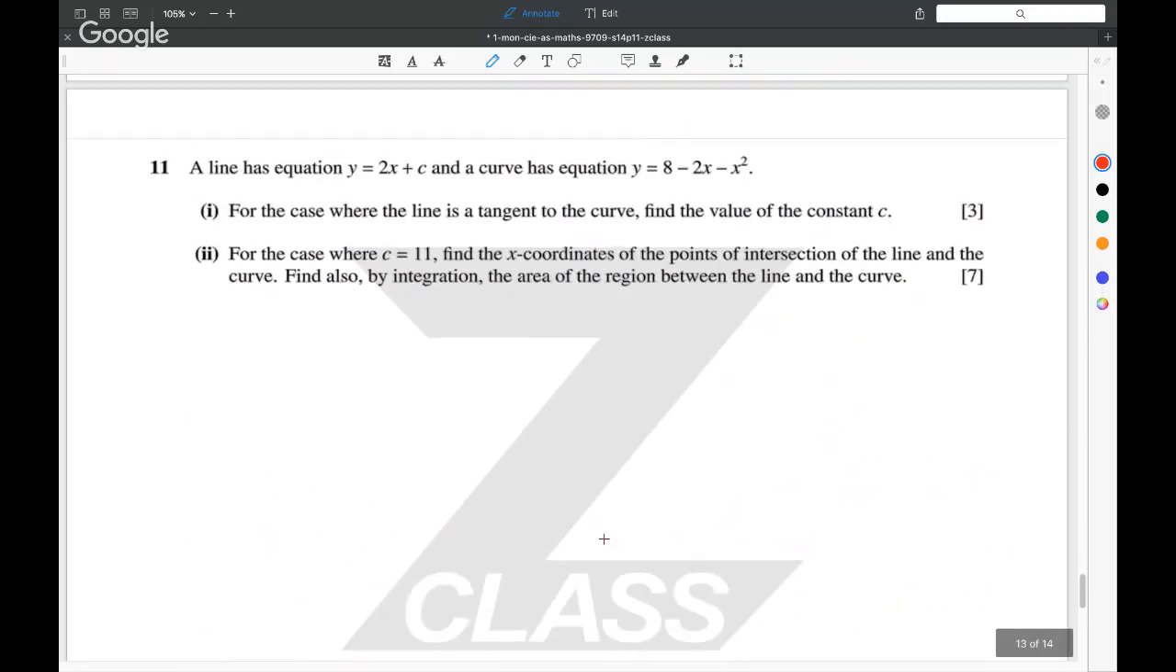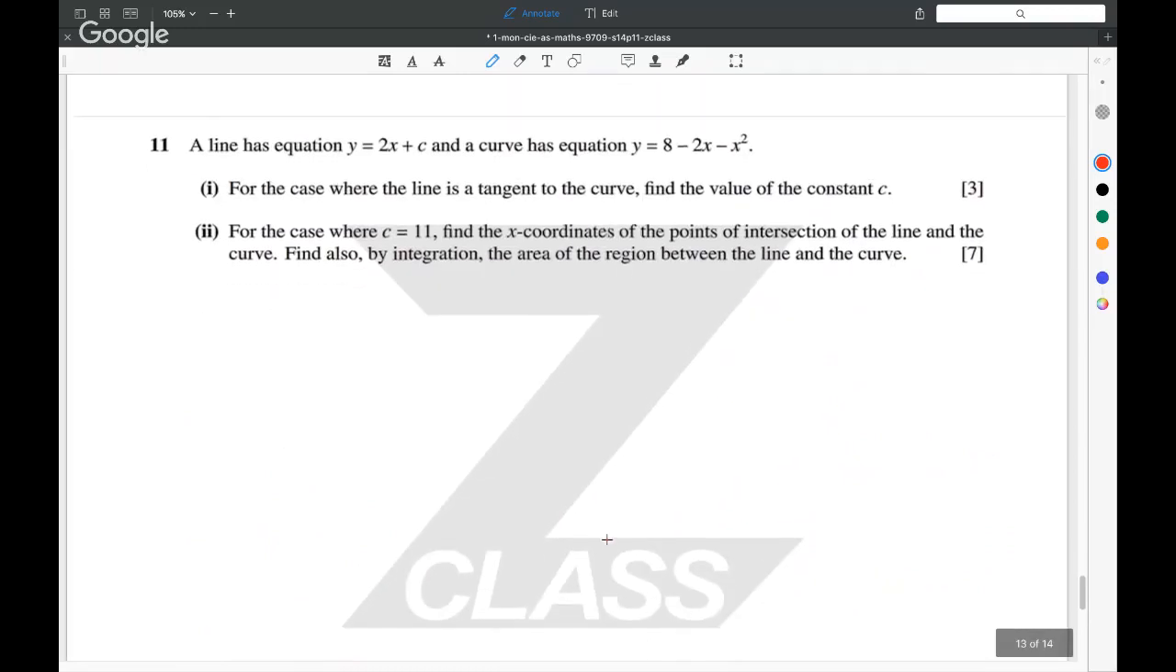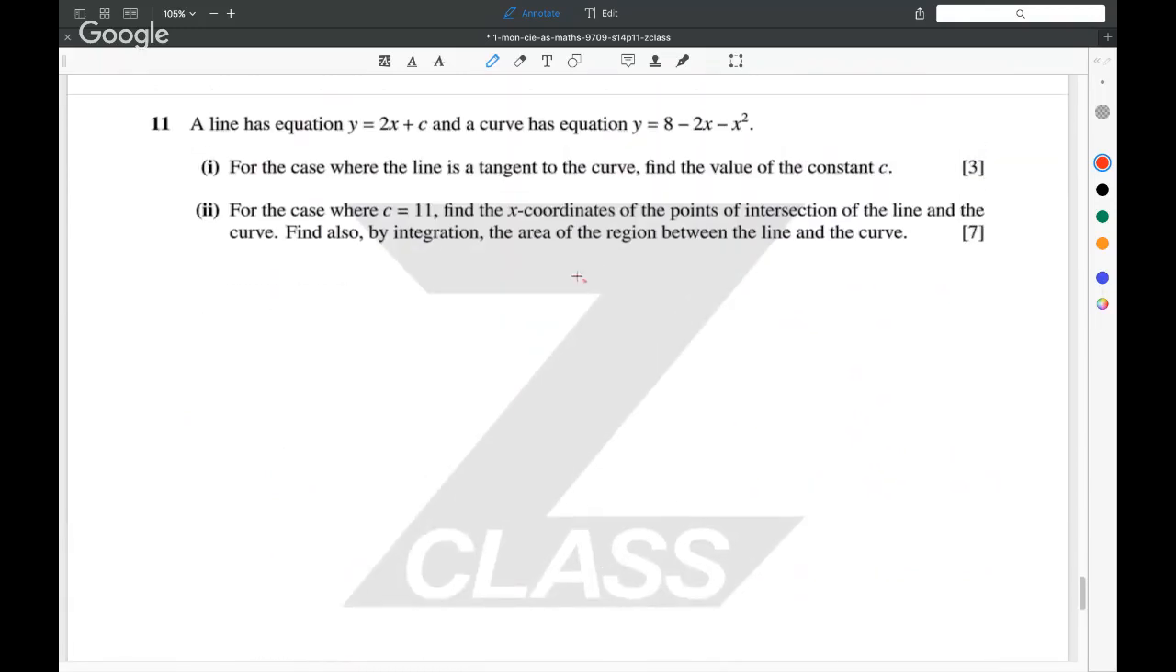Now we can move on to question 11. A line has equation y equals 2x plus c, and the curve has equation y equals 8 minus 2x minus x squared. For the case where the line is tangent to the curve, find the value of the constant c.